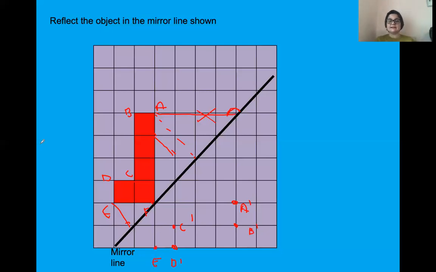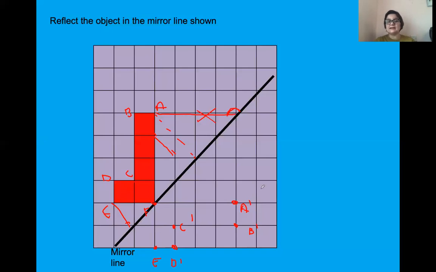Okay, so vertically with a line, always. Right, so we have all A, B, C, D, E, F. F is just like that. F is on the mirror line, so it stays on the mirror line. Right, now it's time to join the points with a straight line. So you must use a ruler at home.